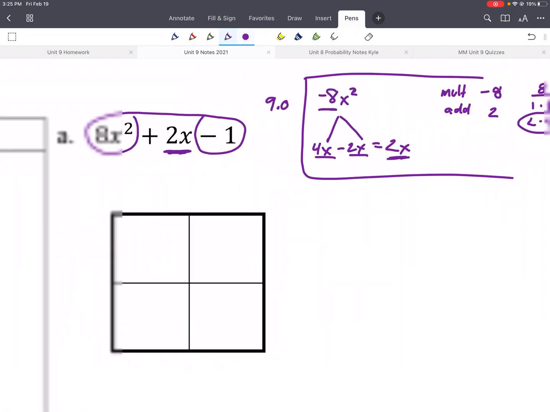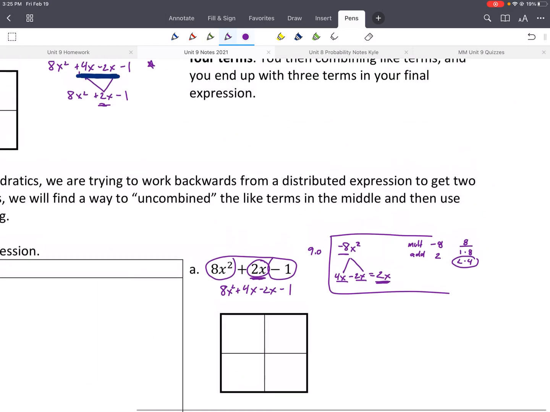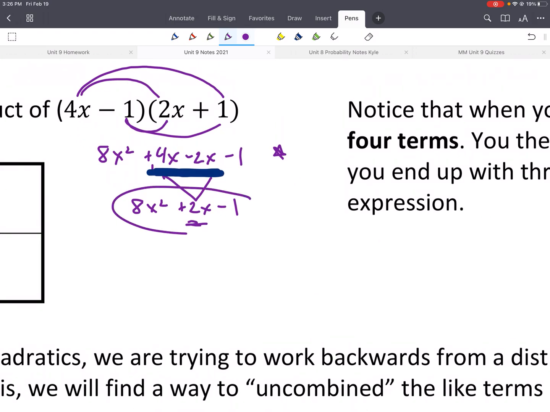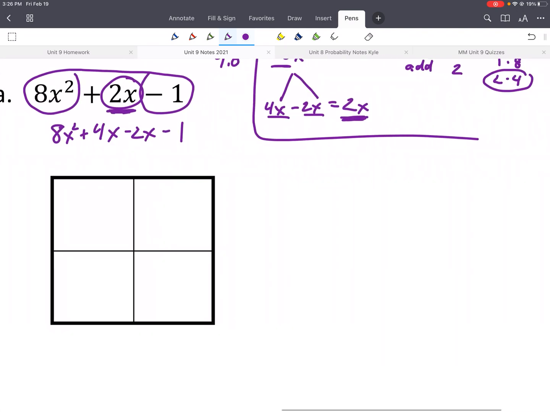Okay? All right, so now we found a way to break this middle term. We know that 4x minus 2x is the same as 2x, and then we still have our 8x squared and our minus 1. So now we did the second part, where we take our trinomial and write it into where we have 4 terms. And now that we have 4 terms, we can do what we did in our last lesson.